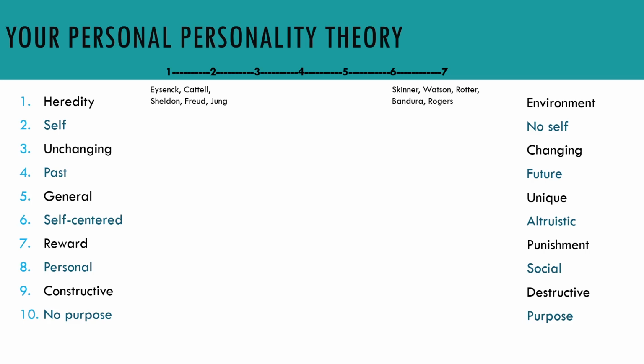Over on the other end of the spectrum that really relies on environment as an explanation for personality will be Skinner, Watson. Those are really heavy behaviorists. Rotter, Bandura, those are big social learning theorists. And then Rogers, who's a humanist. So we're going to see all of those people as we go on.